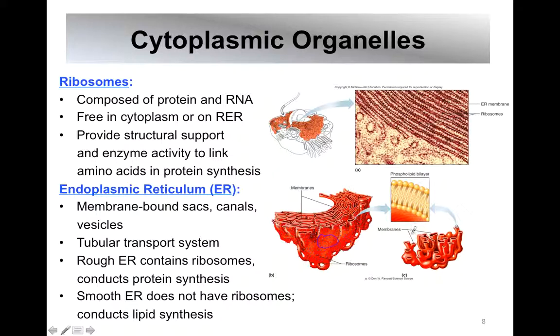The smooth ER doesn't have ribosomes, so that's why it's called smooth. And the smooth ER is where lipid synthesis takes place, but it's also where drugs and poisons are detoxified. Okay, so smooth ER is where drugs and poisons are detoxified and where lipids are synthesized. Rough ER is where proteins are synthesized, because that's where the ribosomes are.